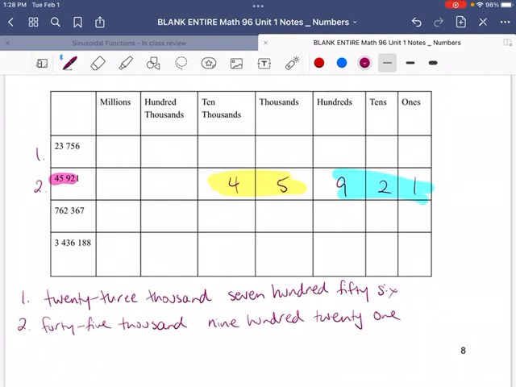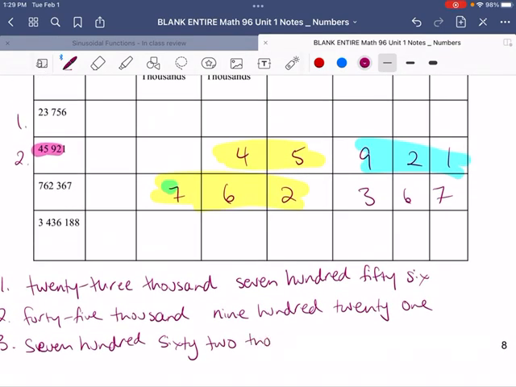Let's do the next one. Just filling in the numbers, 762,367. So starting with our stuff in the thousands column. So that's seven hundred sixty-two. And now here's the part where we have to put that this is 762 thousands. And we just say thousand. And then we do the second part. Three hundred sixty-seven.